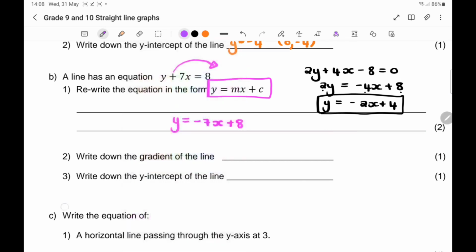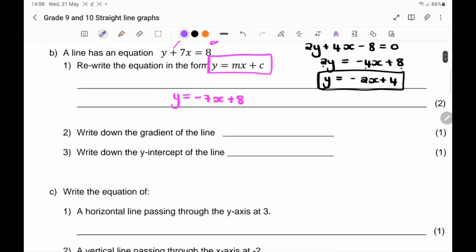Write down the gradient of the line. So now you can see it's -7, or if you want to write nicely, the gradient is -7. Write down the y-intercept. It's this +8. So you can either say y is 8, or you can write it as a coordinate like that.